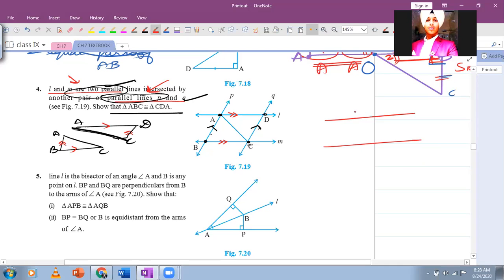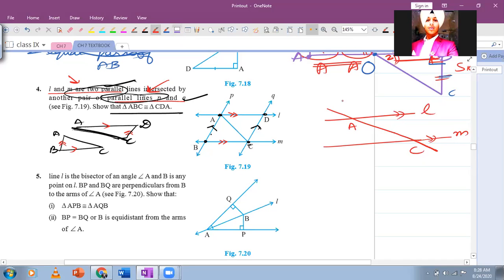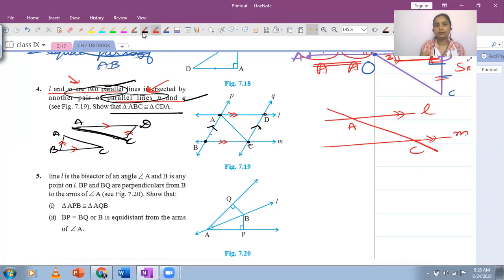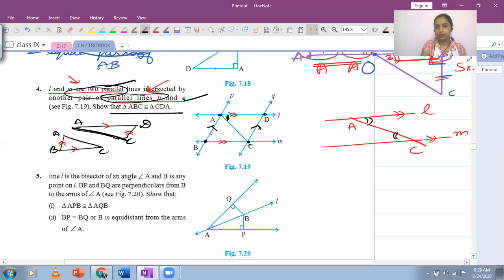Since you have parallel lines, this line acts as a transversal. This is L, this is M. These two lines are parallel. This is given to you. This here, A and C, is a transversal, isn't it? Yes, ma'am. Alternate angle DAC equals angle SO AC. Would this angle be equal to this one? Yes, ma'am. Right, so I'll just mark these here. So this angle will be equal to this one.